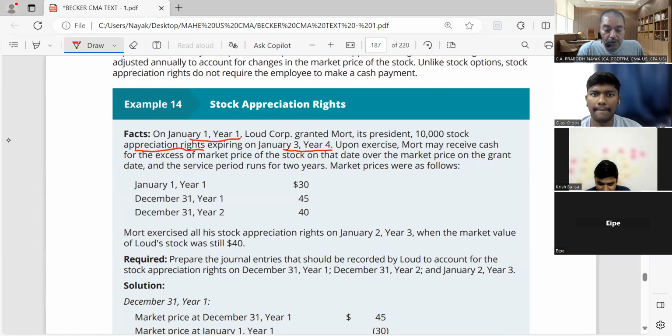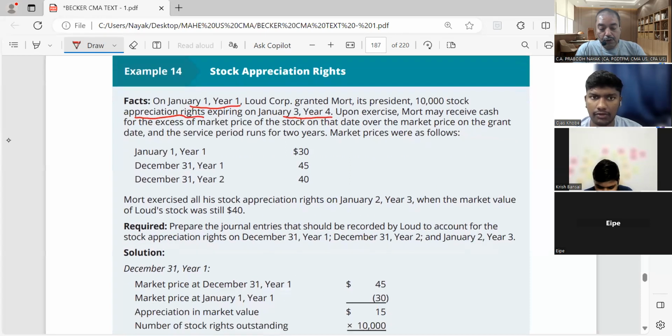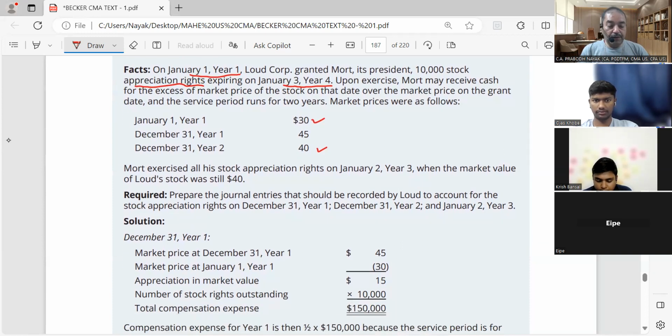December 31st, year 2, it has gone to 40. So there is a difference again from December 31st, year 2 to January 1st, year 1. That is by $10. From year 1 to year 2, actually there is a decrease by $5. But if you see the net decrease from 30 to 40, there is a net decrease of $10. Okay. So prepare the journal entries.